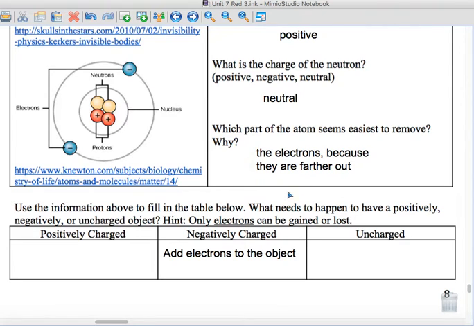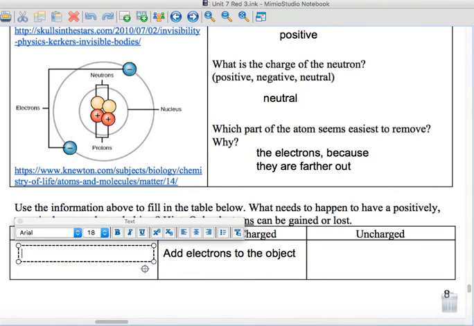So electrons, since they're the easiest to move around, to take away or add, can be gained or lost, added or subtracted. So if we want something to be negative, we're going to add electrons to the object. To make something positive, we cannot add protons because those are hard to get to. They're in the middle of the atom. So instead, we need to do something with the electrons. We can't add more electrons because that would make it negative. So instead, we'll take away electrons.